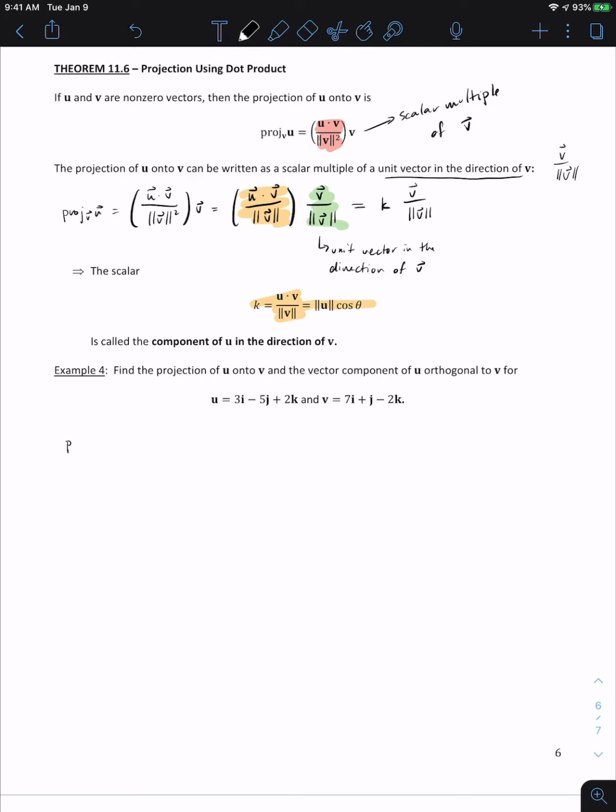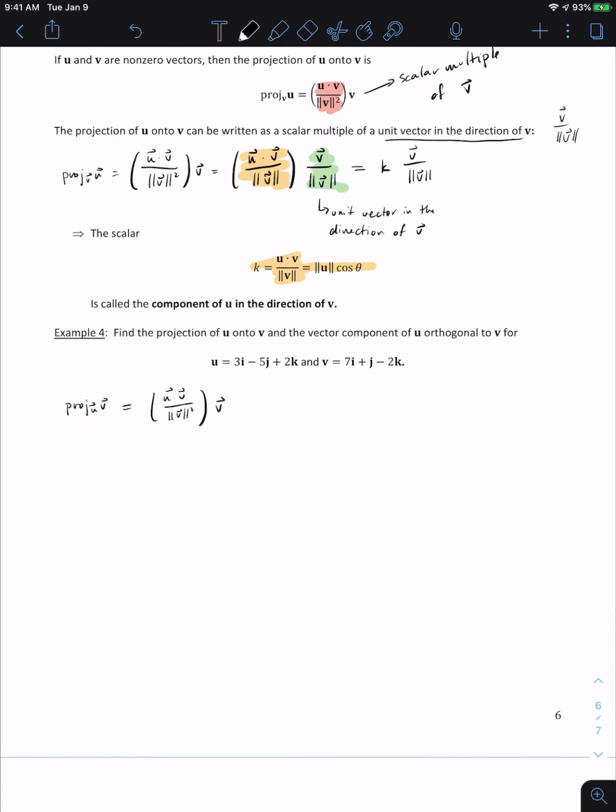Right, so the projection of u onto v, and order matters, right? Because it would be something else if I did v onto u. So this is going to be u dot v over the magnitude of v squared, times v. So I need to find all of these pieces.